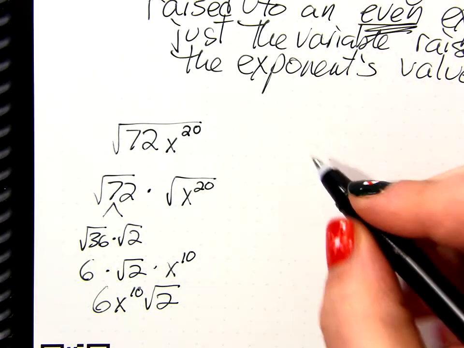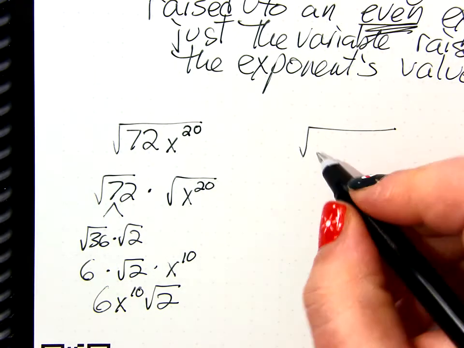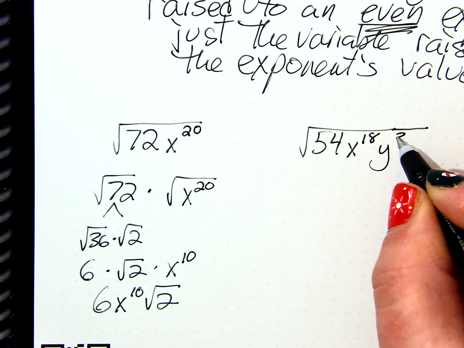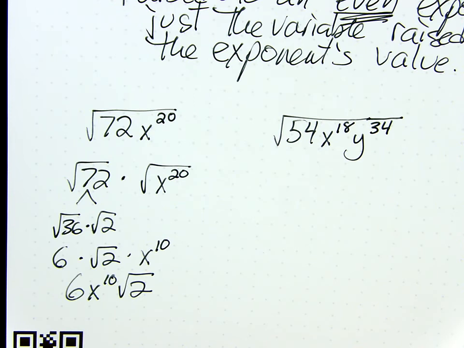Okay, let's try another one. Say we did square root of, how about, 54x to the 18th, y to the 34th. Okay, we got somewhere?